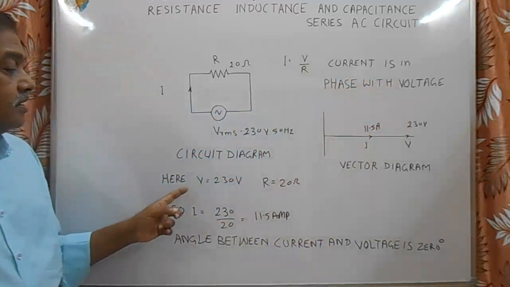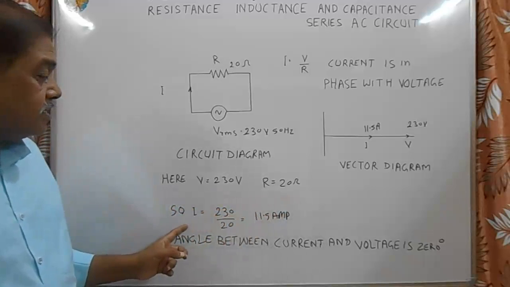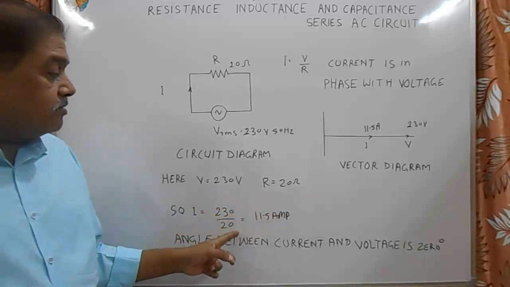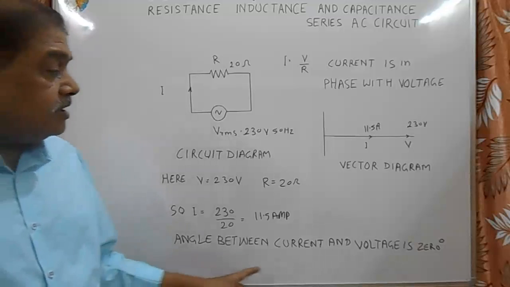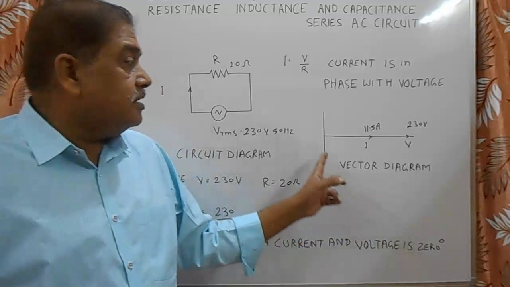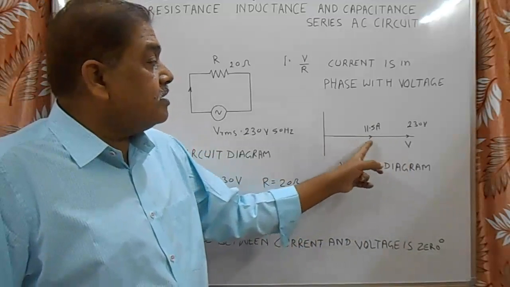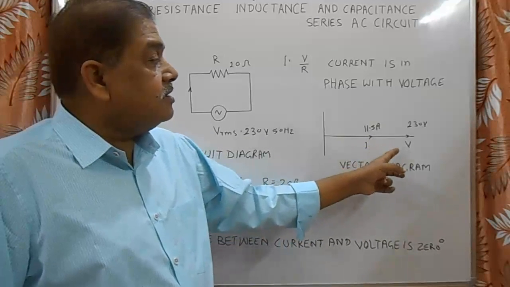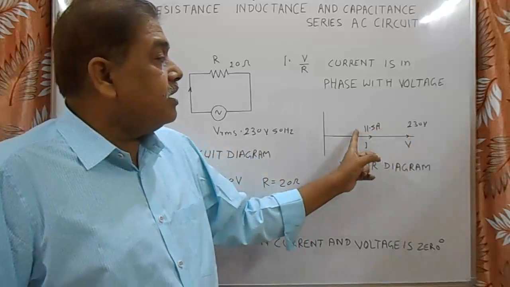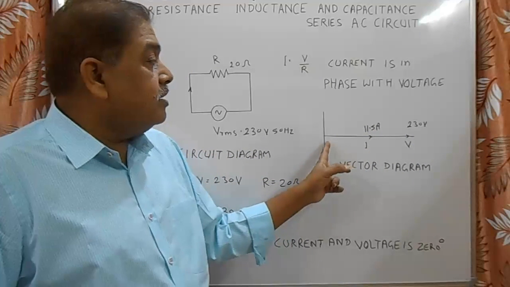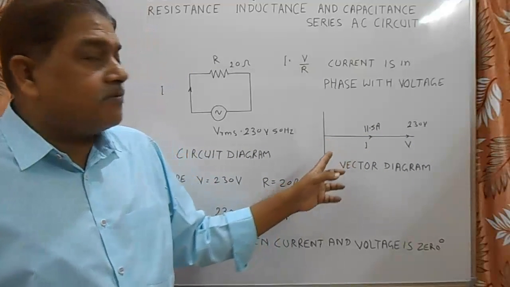In this case, voltage is 230 volt and resistance is 20 ohm. Therefore, current I is equal to 230 by 20 ohm is equal to 11.5 ampere. Angle between the current and voltage is 0 degree. Here is the vector diagram. This is voltage V and this is current I, and V is in the same phase. The voltage V is 230 volt and I is equal to 11.5 ampere and the angle between these two is 0 degree. So it is the case of resistance.